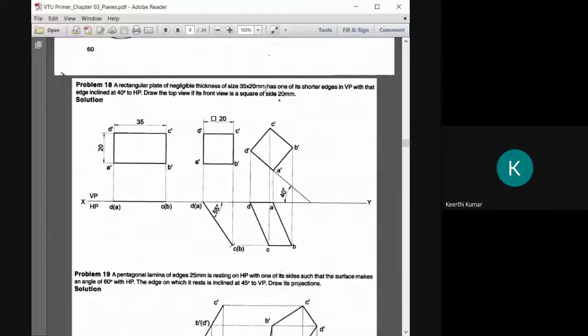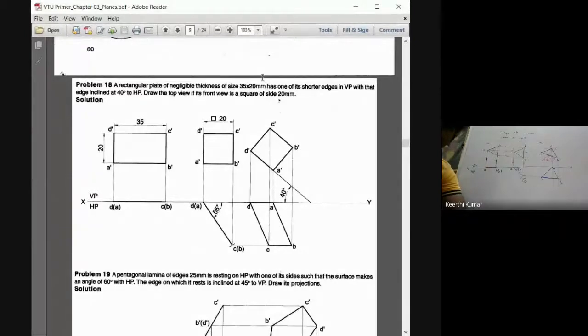A lamina of negligible thickness of size 35 into 20 mm has one of its shorter edges in VP, with that edge inclined at 40 degrees to HP. Draw the top and front views of the square lamina.